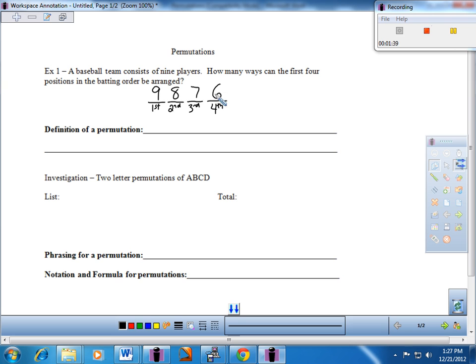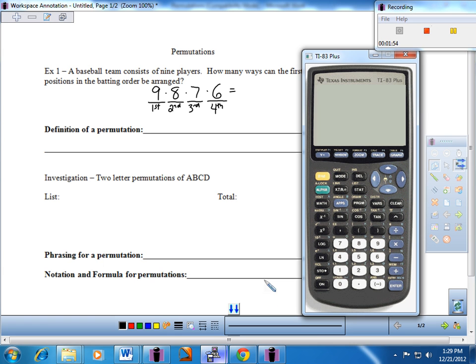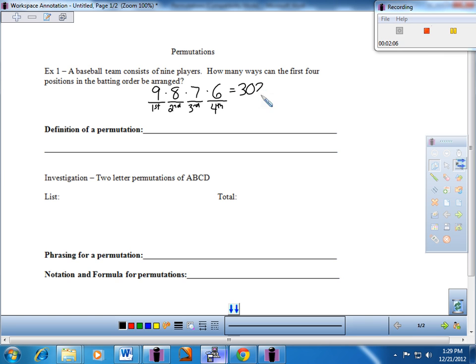And last but not least, for fourth, there are 6 players left to bat fourth. So what we would do here is multiply the number of possibilities for each task together. There's our counting principle in action. I'll bring the calculator up. I'll be using this a lot over the course of this lesson. Just nice and straightforward: 9 times 8 times 7 times 6, and we end up getting 3,024. Perfect. So there are 3,024 different possibilities for 9 players batting in the first 4 positions.